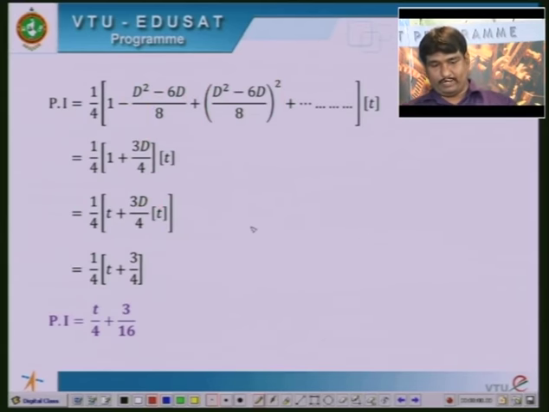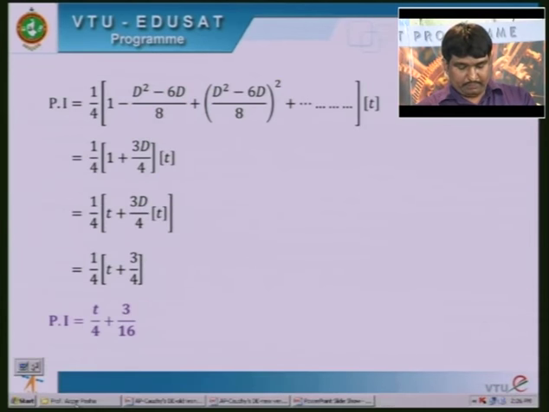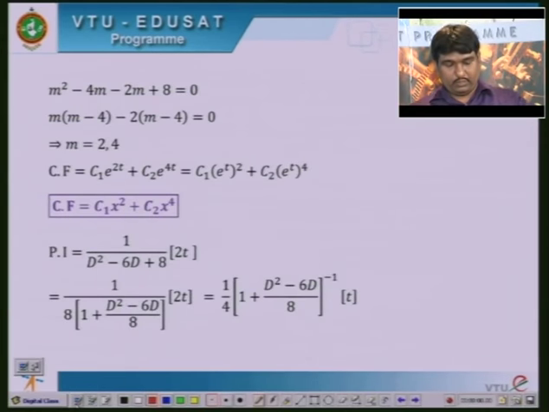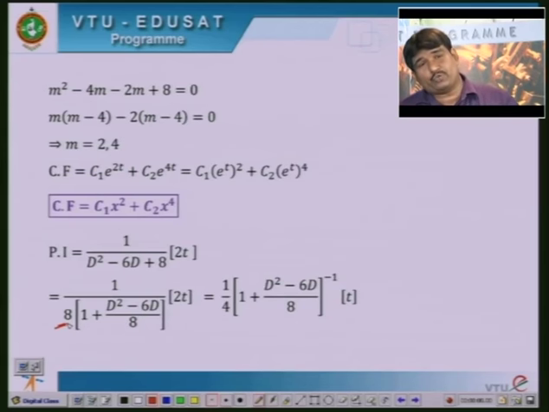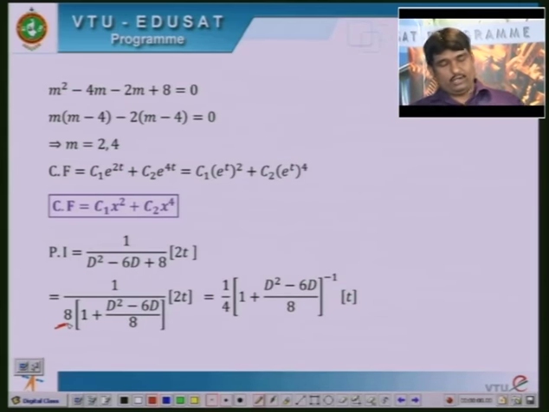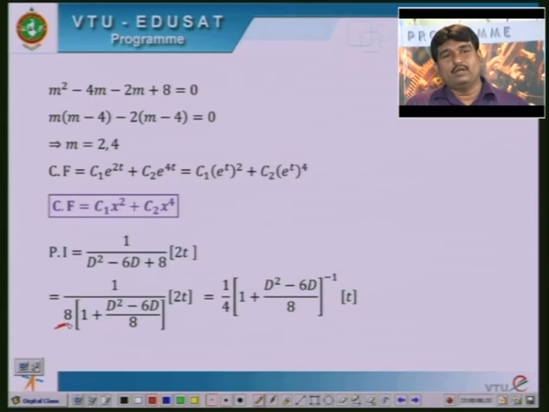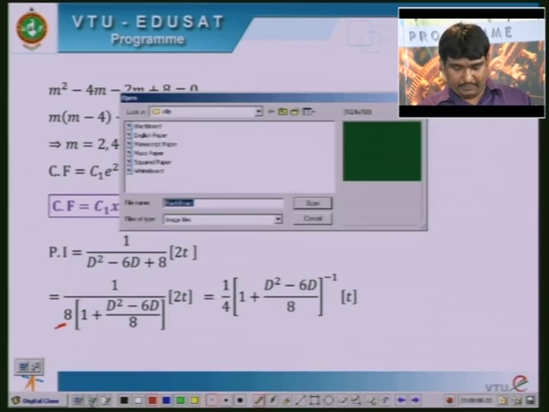You should be careful while using binomial expansion. You can see the previous slide. I have taken 8 common. 8 times 1 plus D square minus 6D by 8. What happens if I take D square common? Because ultimately I want 1 as a first term in the 1 plus x. I want 1. That could be achieved by taking D square outside or minus 6D outside or 8 outside. I took 8 out. Instead of that, if I take D square out, what happens? So I'll just explain. D square minus 6D plus 8.